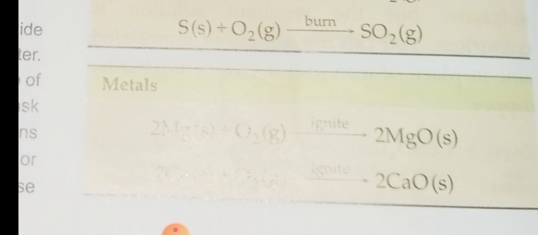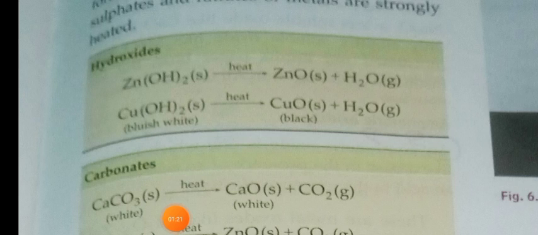Do you understand? Yes. What is the next type of preparation? Decomposition of some compounds like hydroxides, carbonates, sulfates and nitrates. So look at these reactions. Zinc hydroxide, when heated, forms zinc oxide. Similarly, cuprous hydroxide is heated, it forms copper oxide. Copper 2 oxide is formed.